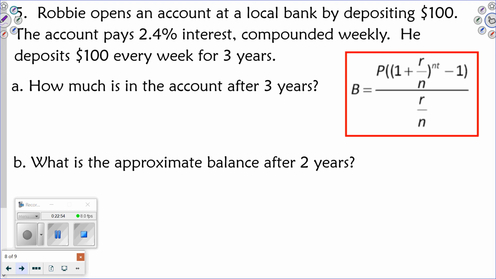All right. Number 5, Robbie opens an account at a local bank by depositing $100. The account pays 2.4% interest compounded weekly. He deposits $100 every week for 3 years.